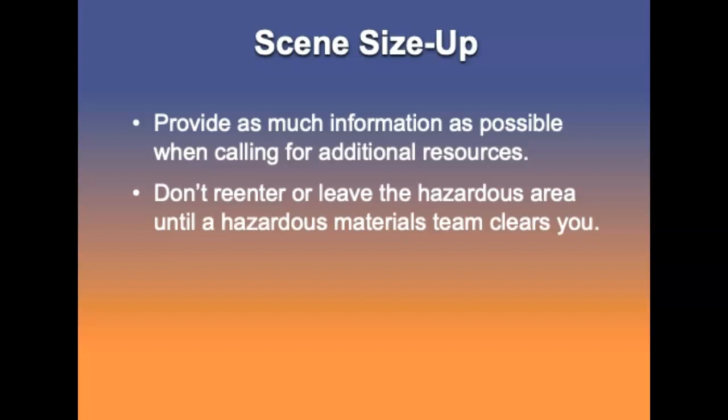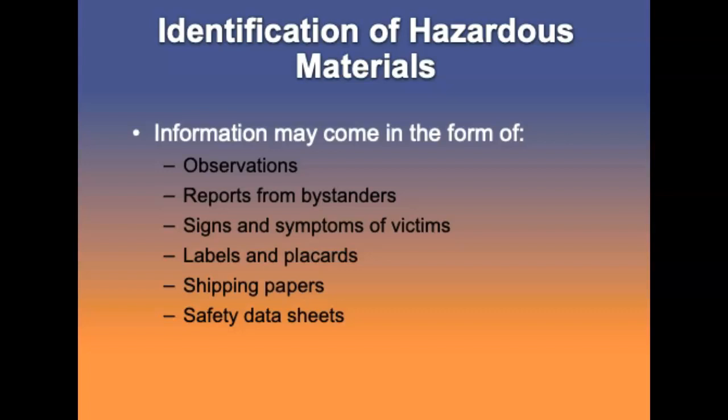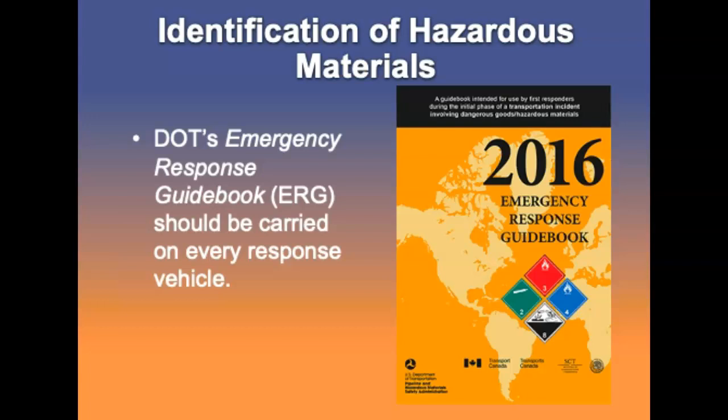So let's talk about identification. Information at a hazardous materials incident may come in the form of observations, reports by bystanders, signs and symptoms of victims, labels and placards, shipping papers, or safety data sheets. The most recent edition of the DOT's Emergency Response Guidebook, or ERG, should be carried on every emergency response vehicle.